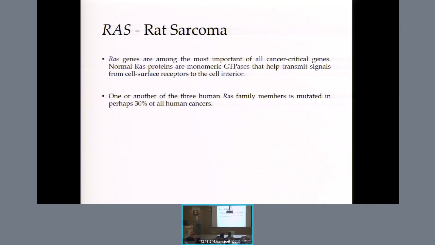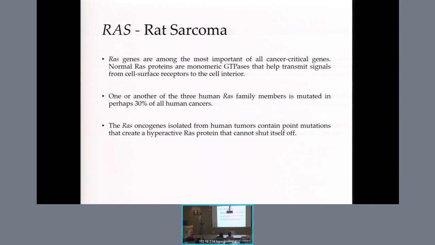One or another of the three human RAS family members is mutated in perhaps 30% of all human cancers. So we have a RAS family of genes. We don't have a single gene, we have a whole family. And roughly 30% of all human cancers may carry a mutation in a single member of the RAS family. 30% of cancers, this is a big number. So this is really a cancer critical gene, where if a mutation happens, there are high chances that the mutation develops into a tumor or a cancer.